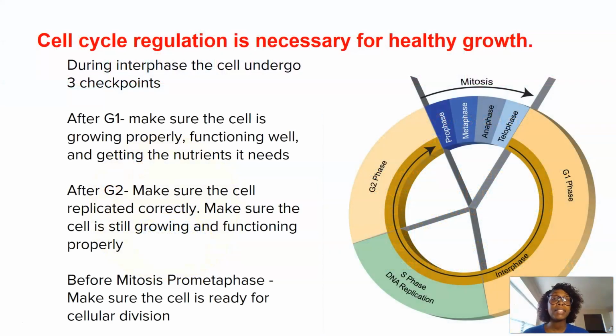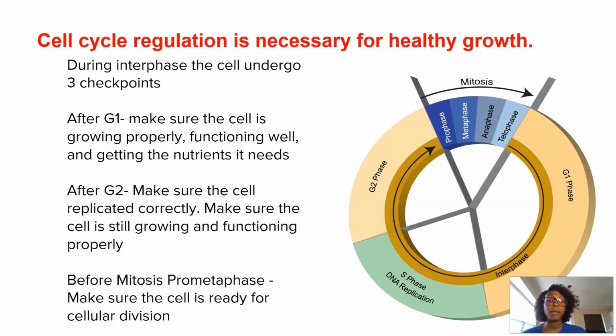So what happens to the cell if it doesn't regulate right? We have to have checkpoints to make sure that everything is flowing well, everything is going through its right stages as it needs to. So the interphase stage has checkpoints before it goes through the mitosis phase. After G1, it makes sure the cell is growing properly, functioning well, and getting the nutrients it needs. So that's a checkpoint, making sure it's growing, it's functioning, and it's doing what it needs to do.